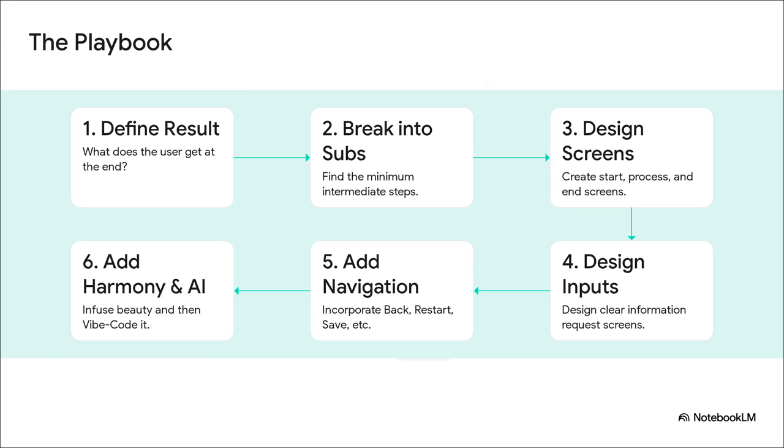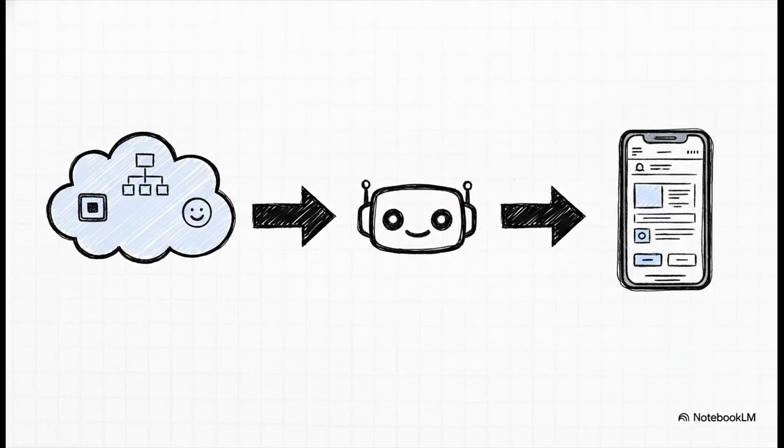You start with the absolute most important thing, defining that final result. Then you work backwards, breaking it into the fewest possible sub-results. Then you design the screens for those, figure out what information you need, and add only the most essential navigation. And notice how harmony and delight, the beauty, comes after the core structure is locked in. And then finally, you build. It's a complete blueprint. And that last step, vibe code it, is really the big meta idea here.